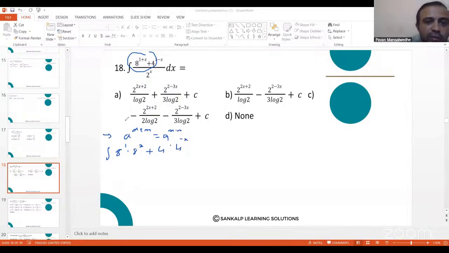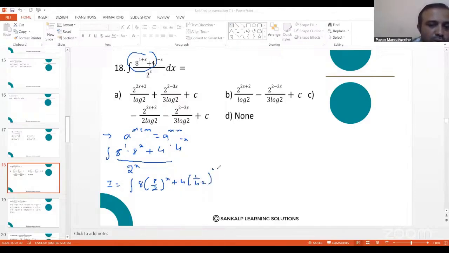A raised to m plus n is what? A raised to m into a raised to n. So now upon 2 raised to x. Using a raised to x by b raised to x is a by b raised to x, I is equal to the integration of 8 into 8 by 2, raised to x, plus 4 into 1 by 4 into 2, the whole raised to x, dx.